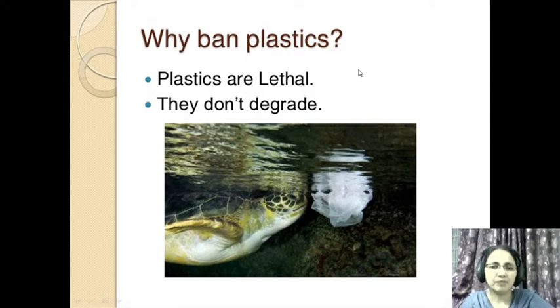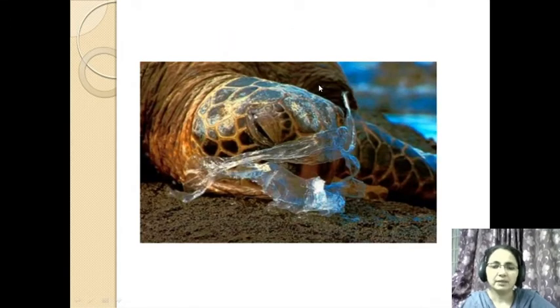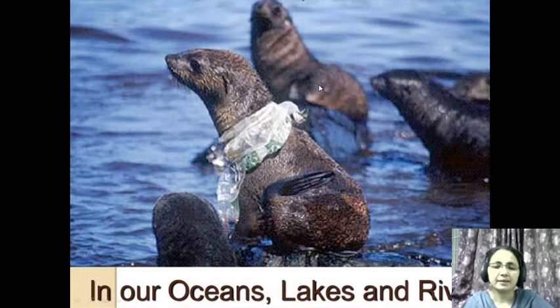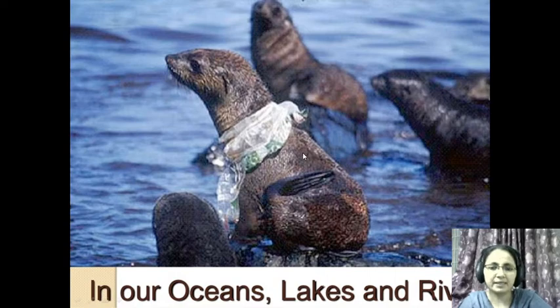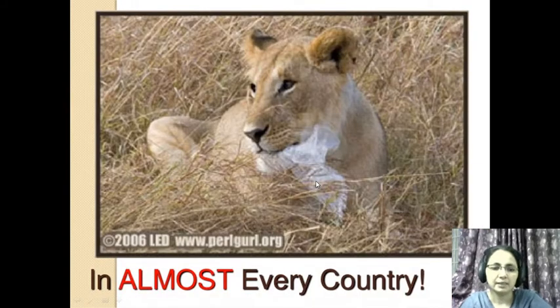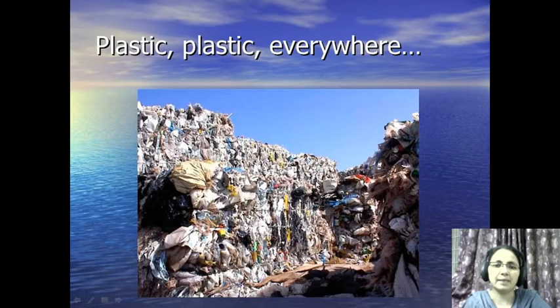Why we have to ban plastics? Because plastics are lethal. They don't degrade. Animals are taking these plastics by mistaking them as their food. In our oceans, lakes and rivers also it is happening. In almost every country it is happening like that.